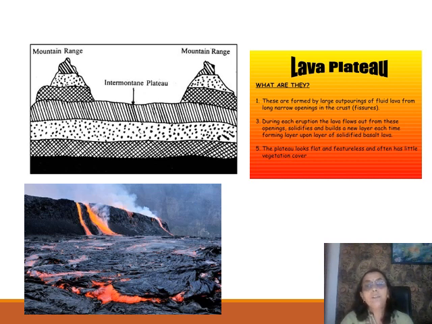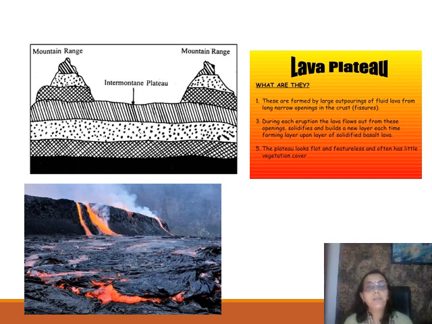Now today we will be studying the two other types of landforms, the plateaus and the plains. In this picture you can see two kinds of plateaus, the intermontane plateau and the volcanic or lava plateau. So children, a plateau is defined as an area of high ground 500 feet above the ground level. A plateau is also referred to as a tableland because it has steep sides and generally a flat top.